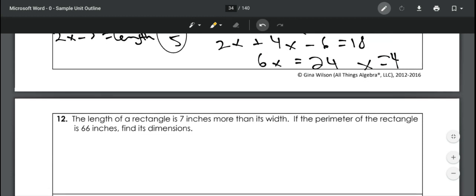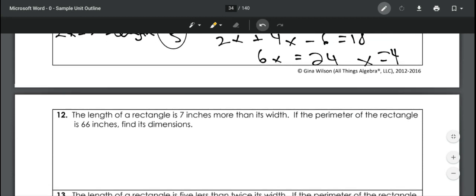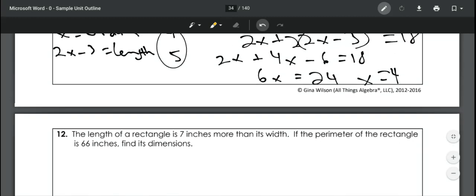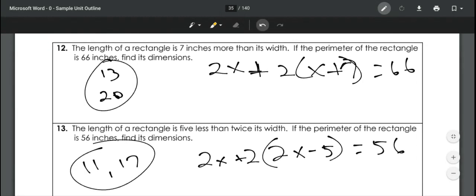And we go on to the next page, and number 12 and 13 should be set up the same way. So I'm going to go ahead and pause it again while you do it. Okay, and I just went ahead and put the answers in there. I showed you the equation, and I gave you the two answers. So hopefully that was enough. You can always ask if you don't understand how I got those.